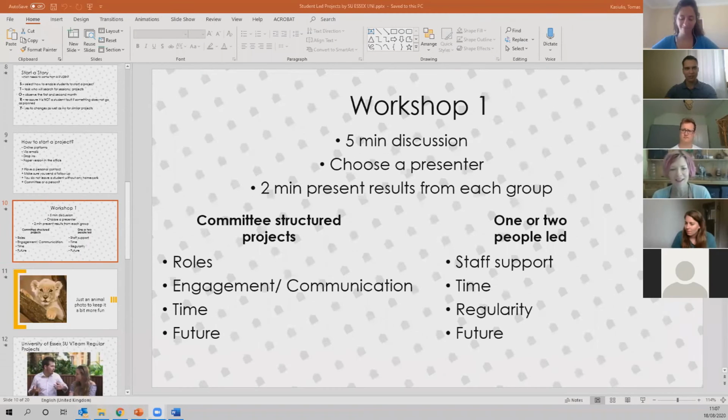Okay, everyone is being brought back now by force, by the Zoom power. So group that discussed committee structure projects, have you decided your leader? And if yes, can the leader unmute themselves and please start giving us the results or the outcome of what you have discussed in your meeting, please.